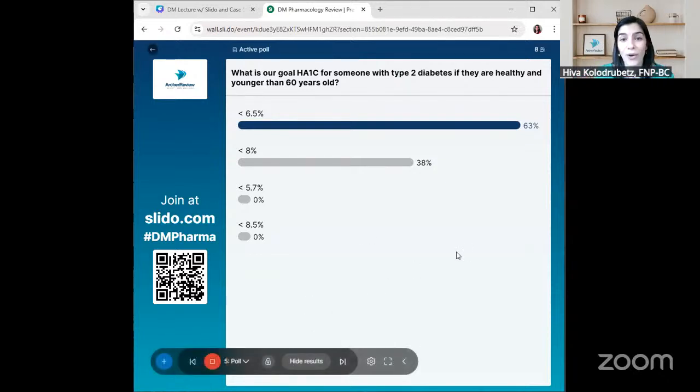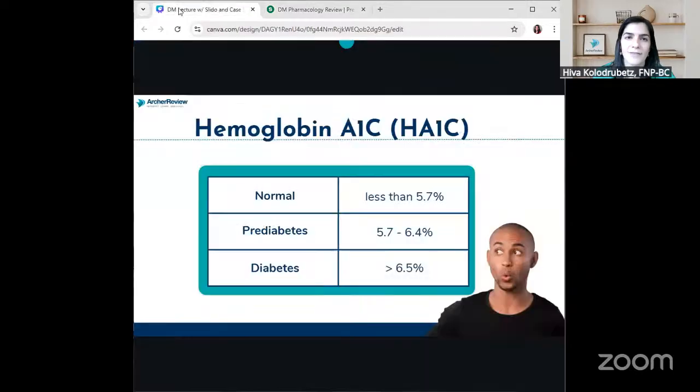Yeah, so our goal is to really get them under 6.5%. Again, we're not talking about our geriatric patients. This is our 60-year-old type 2 diabetic, otherwise healthy. Awesome job, guys. Very good.